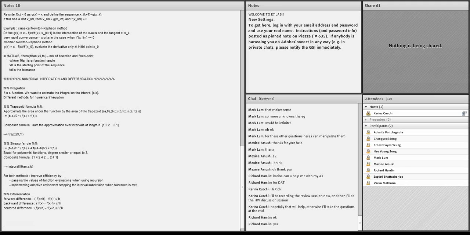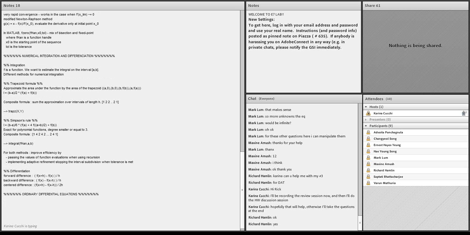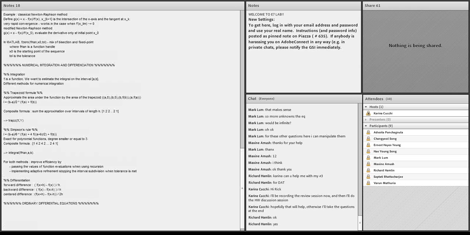So let's move on to the next module that I'm going to talk about today, and that is ordinary differential equations. So when you solve a differential equation, you solve for a function y. So the unknown is a function.